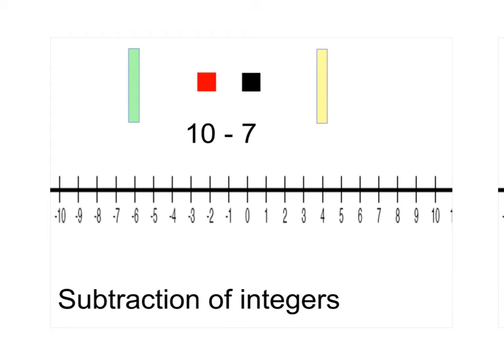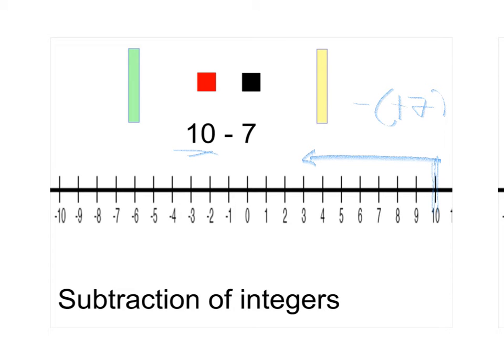So again, if I'm looking at this, I'm starting with 10. So I start at the 10, and I'm going to subtract 7. This is the same thing as subtracting positive 7. So I'm taking away heat. If I'm going to take away heat, my temperature is going to go down.